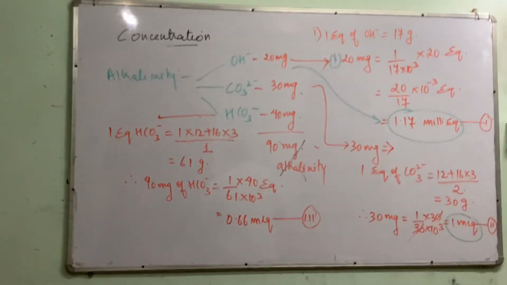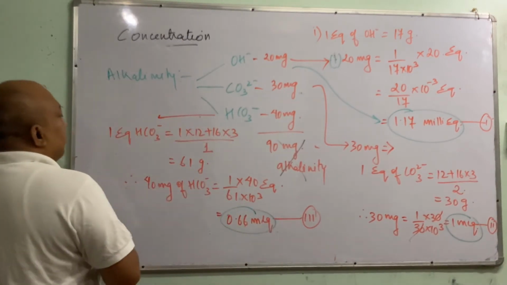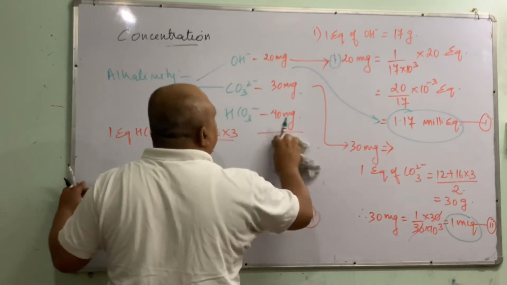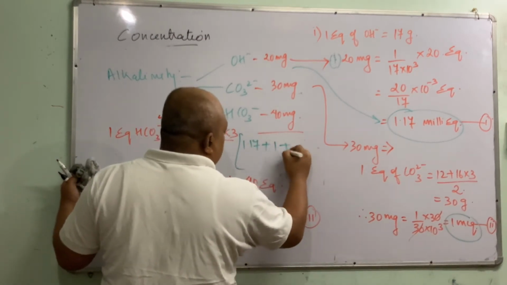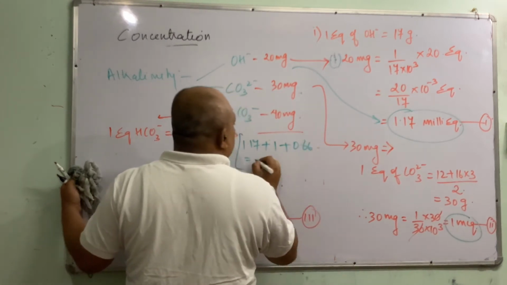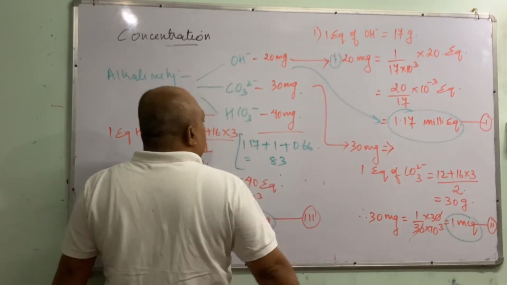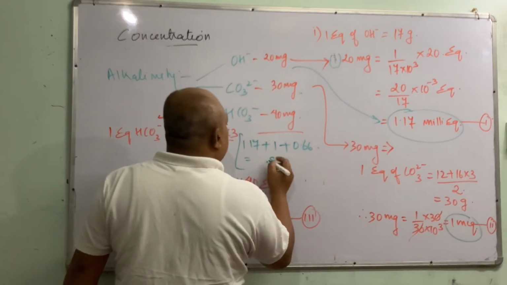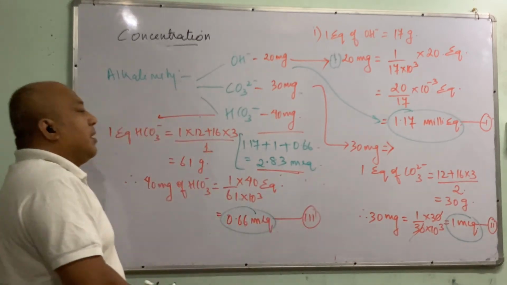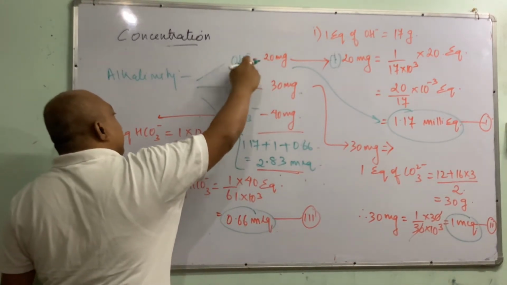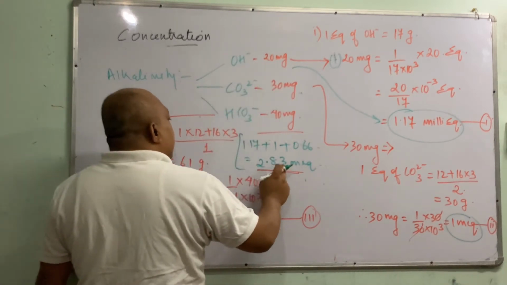Is that okay? Let me check whether the video is still on or not. Fine, the video is still there. So you can have these 3 values. Now this 90 milligram per liter is not correct, but rather 1.17 plus 1 plus 0.66 is equal to 2.83 milli equivalent. This is the correct answer. When 20 milligrams of hydroxide, 30 milligrams of carbonates and 40 milligrams of bicarbonates are added, the answer is 2.83 milli equivalent.